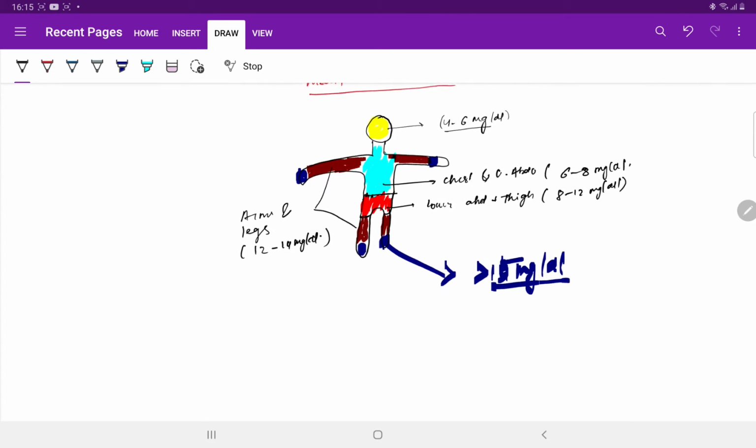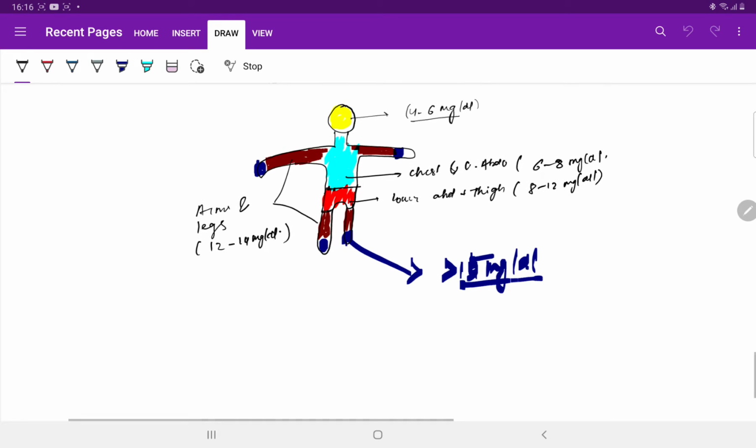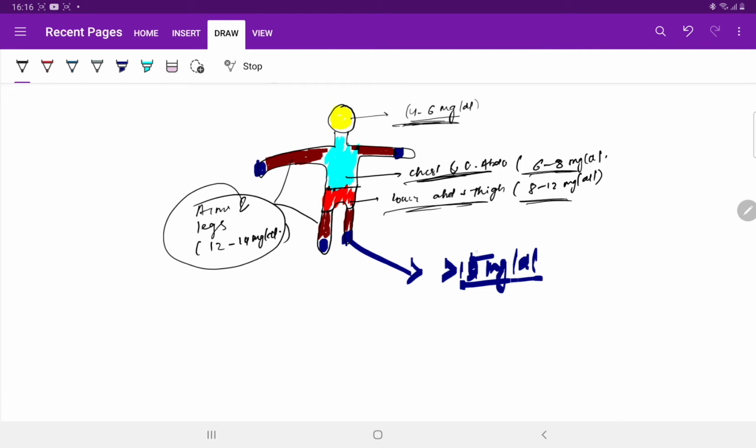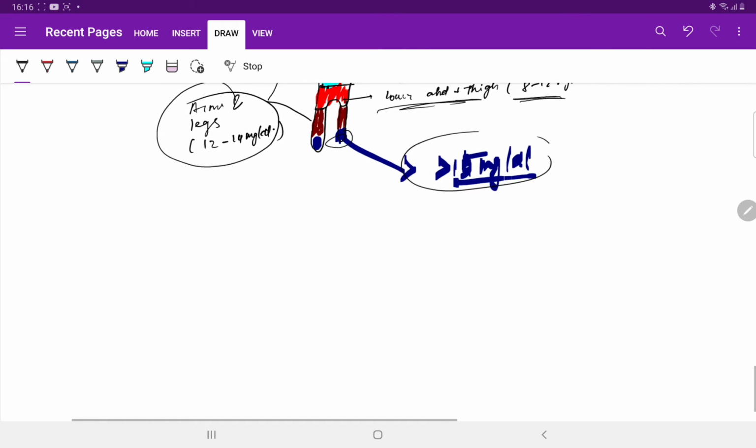So this is the modified Cramer's rule. If it is face, then it is 4 to 6 milligram per deciliter. Then chest and upper abdomen 6 to 8, lower abdomen and thigh 8 to 12, and the arms and legs 12 to 14. More than 15 comes the palms and soles.